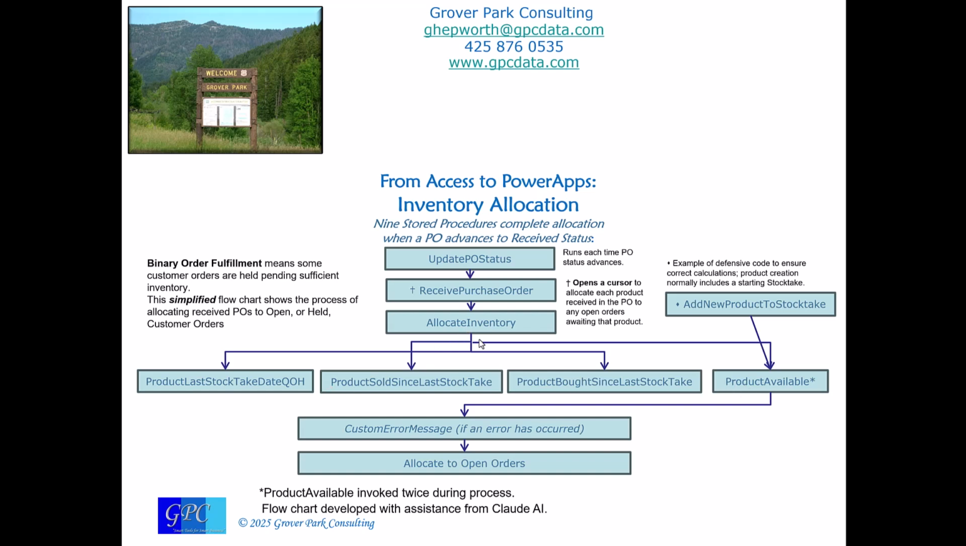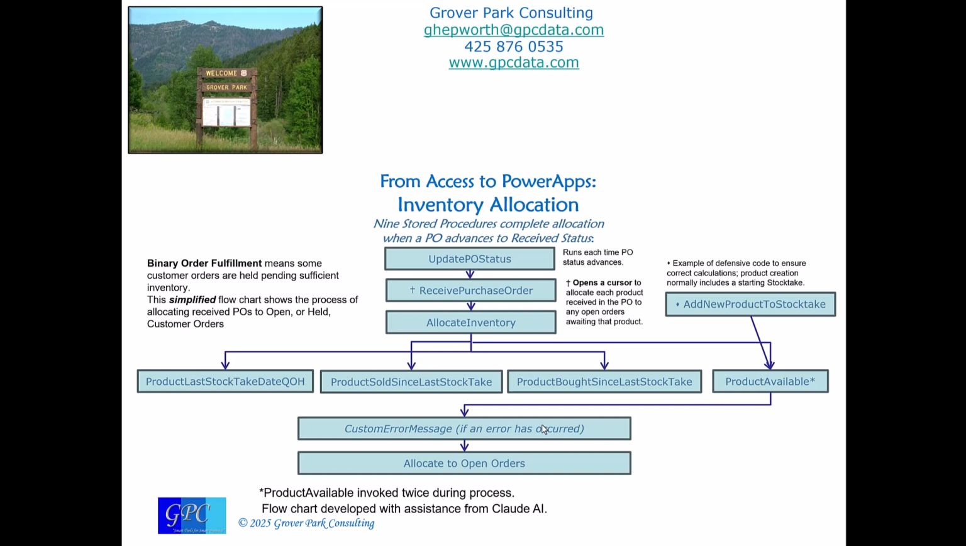Allocate inventory, when it has gathered the required components of the calculation, then determines whether to allocate this product to an order, and if so, how much. If we run through all of our open orders and we have no open orders looking for this product, then allocate inventory simply puts everything into available to sell.